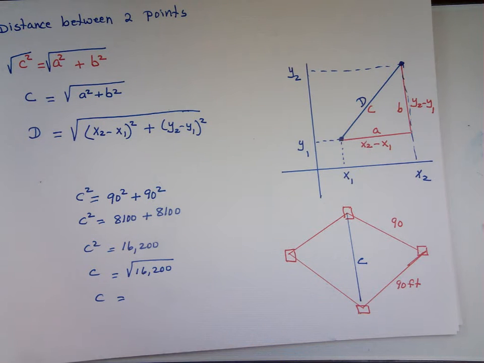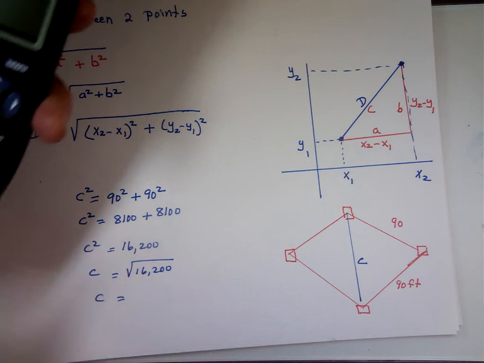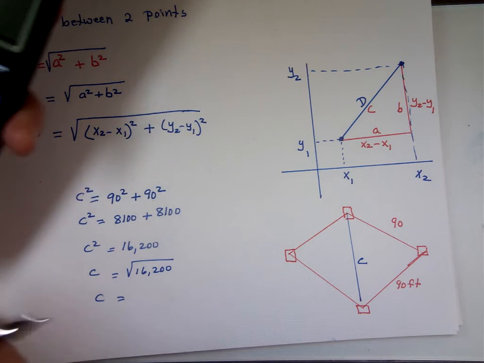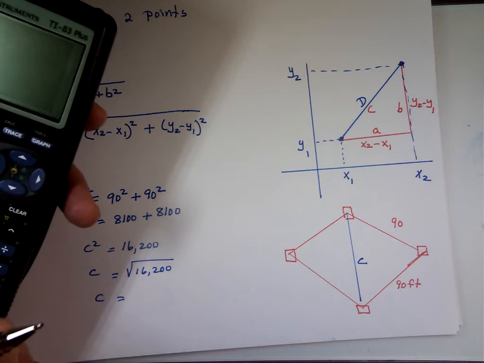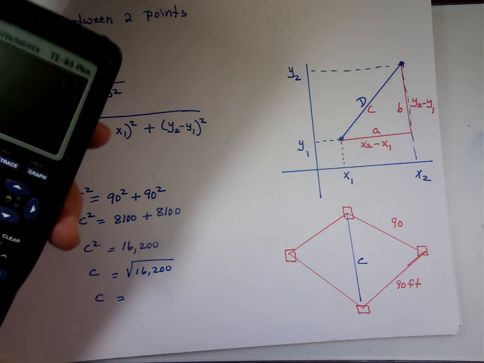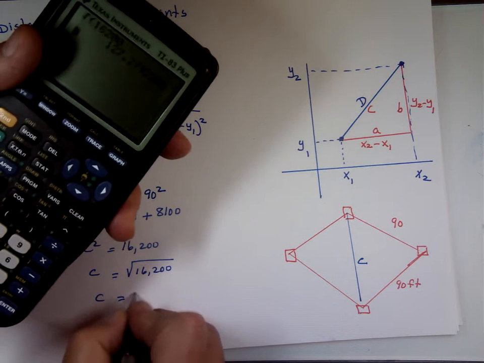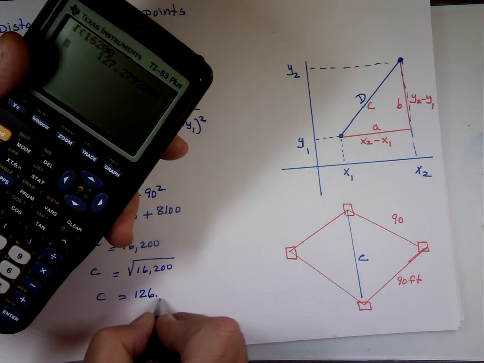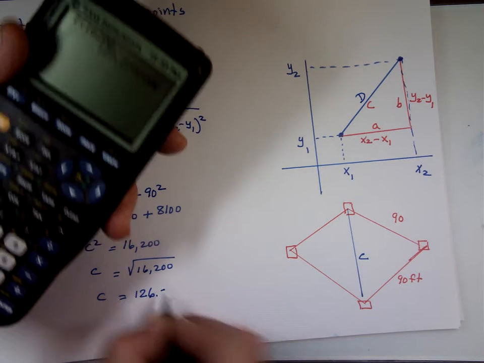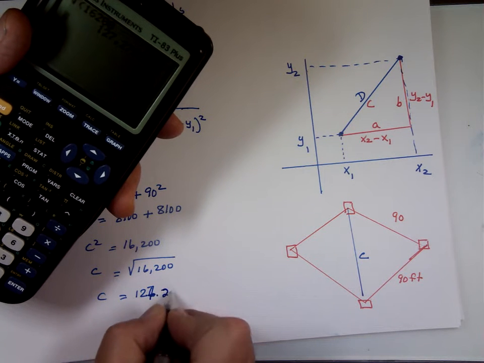And if I have a calculator there, 16,200, take the square root of that. 127 and what? 127 point what? 28.